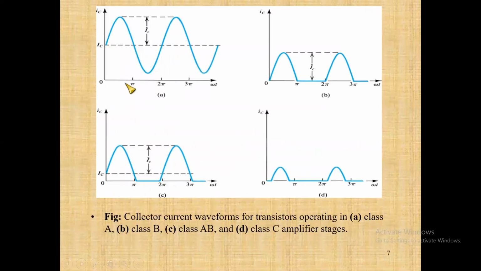So this gives us the conduction for class A, which is 360 degrees. This is 180 degrees for class B. This is class AB, a little more than 180 degrees, but lesser than 360 degrees. This is class C, where the conduction is lesser than 180 degrees.